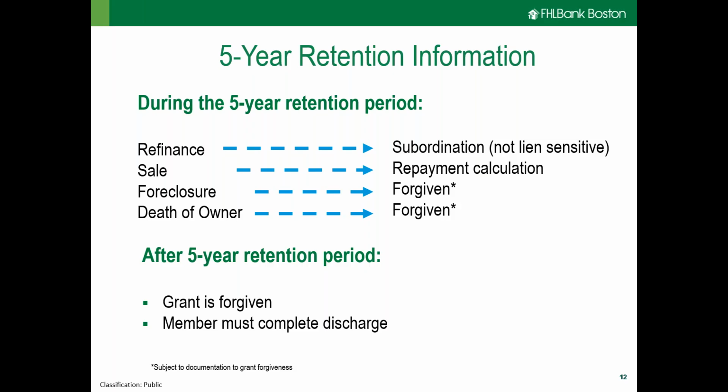If unfortunately someone is foreclosed upon or death of an owner, it is forgiven. We just need sufficient documentation, and our mortgages and notes do cover all 4 of these areas. And then back to the whole, once the retention period has ended, the grant is forgiven, and your institution, as I mentioned, must complete that appropriate discharge.